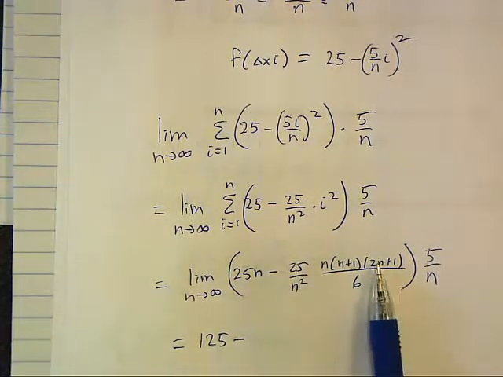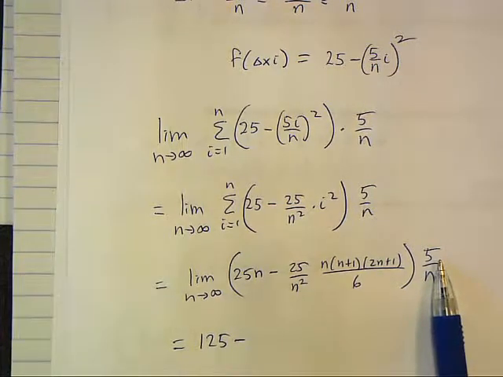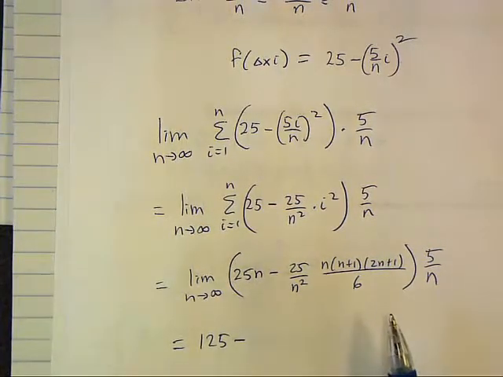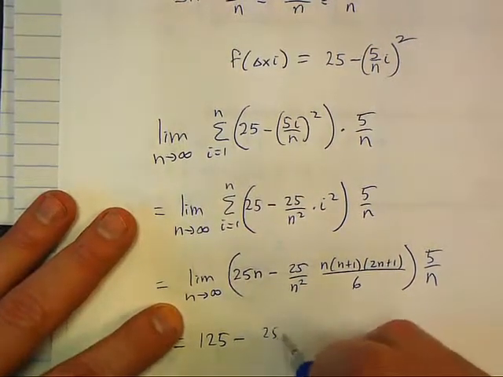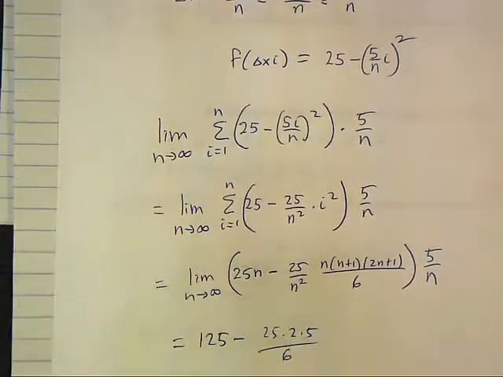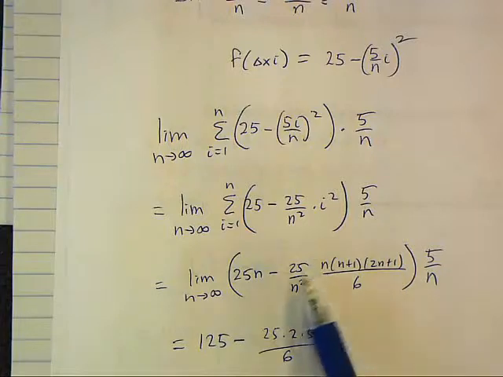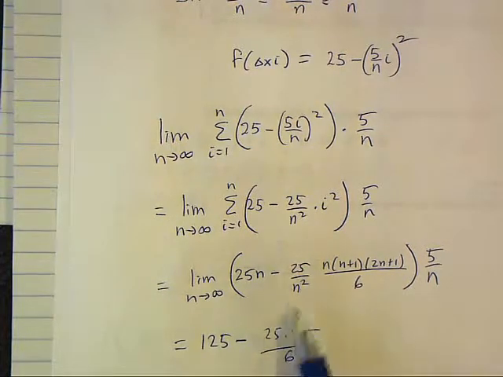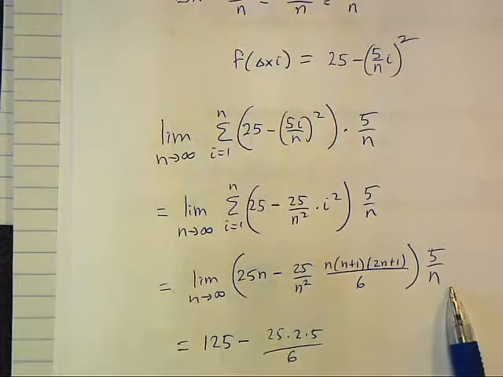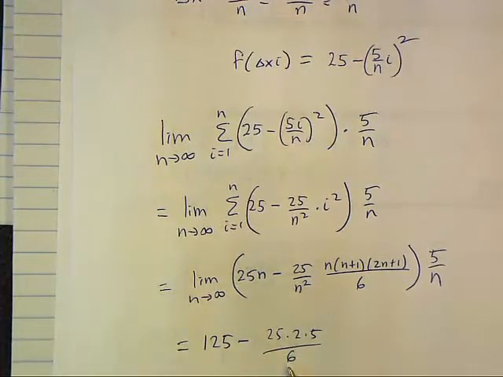Here you'd have 25 times 2 times 5 n cubed on top. The power on top and the power on bottom are exactly the same. So it's just your leading coefficients. It's going to be 25 times 2 times 5 over 6. So absolutely I do not want you to FOIL all those things out. I want you to look at them and realize I'm going to have power 3 on top when I distribute all this out, and power 3 on bottom. And so the only thing that survives is the leading coefficients. That's 125 minus 25 times 2 times 5 divided by 6.